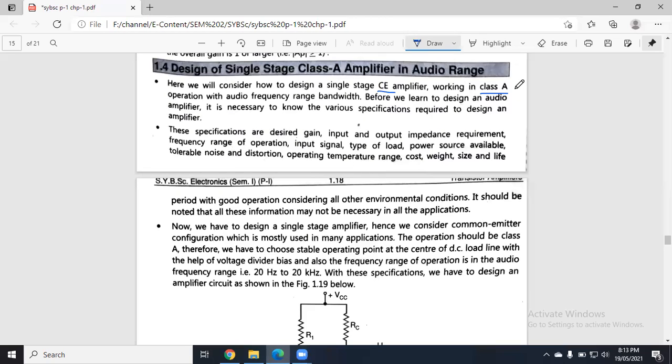After that, type of load: which kind of load we are connecting at the output, either it is a resistive load, capacitive load or any inductive load or any other kind of load. Power source available: which kind of power supply we are providing to the amplifier, that is again a very important thing. After that, tolerable noise. What is the tolerable noise? How much amount of noise or distortion that the amplifier can tolerate is the tolerable noise.